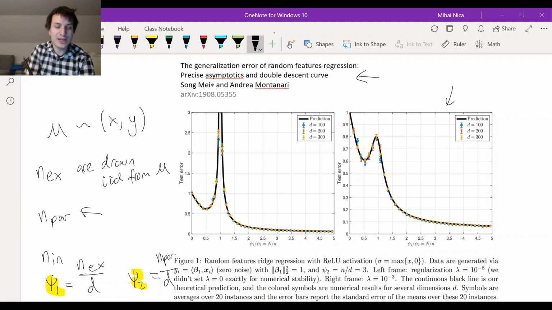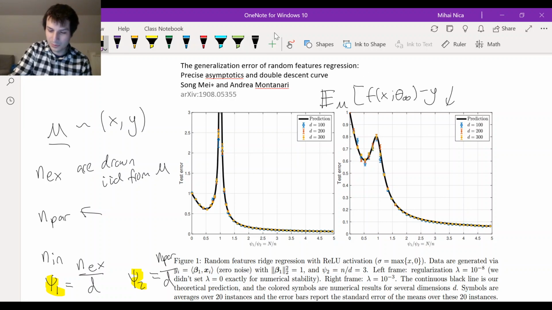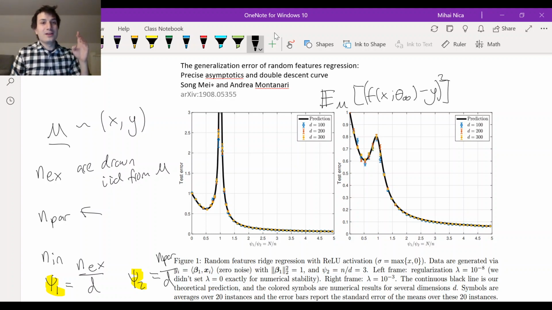And what is the generalization error? The generalization error is how your model does on something from the distribution mu that was not in your training set. So it's the expected value under mu of your model at time infinity after training minus the ground truth, squared. So using the things we've done, you can get an exact formula for what will happen after training, and you can compare that to an unseen point from the distribution and see how it depends on all these things. And what you see is this double descent curve.